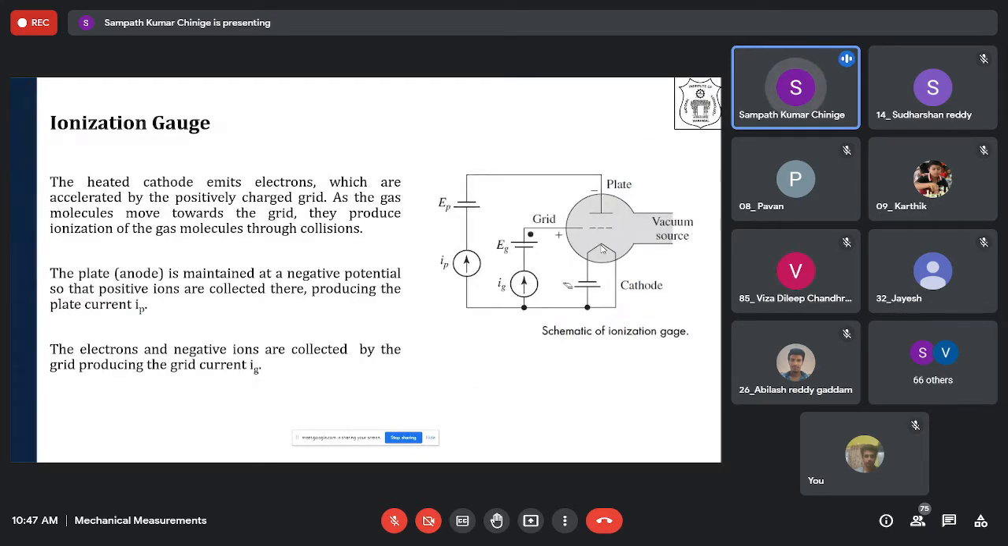The last one is the ionization gauge. Here a schematic of the ionization gauge is given. So this is the last one of the three. With this, we will wind up the pressure measurement.